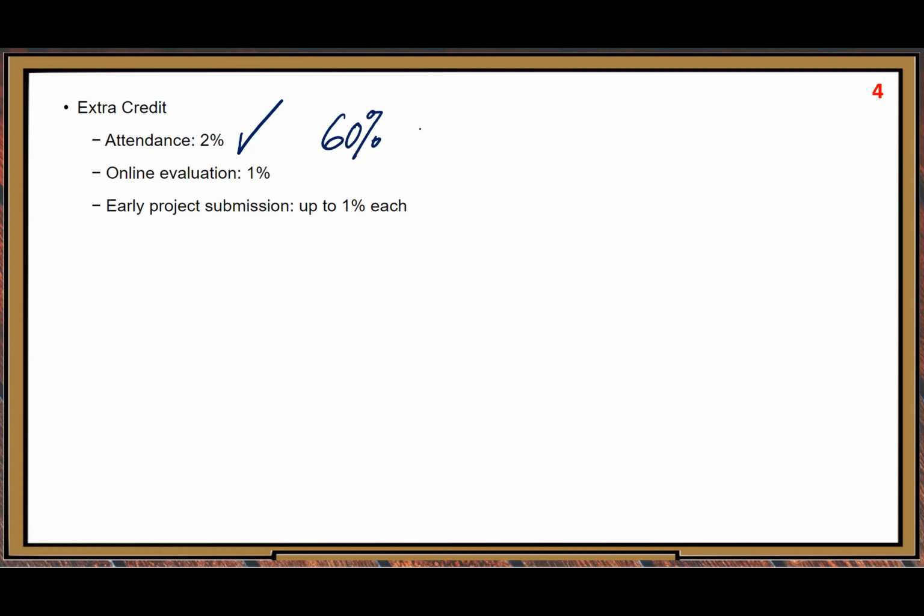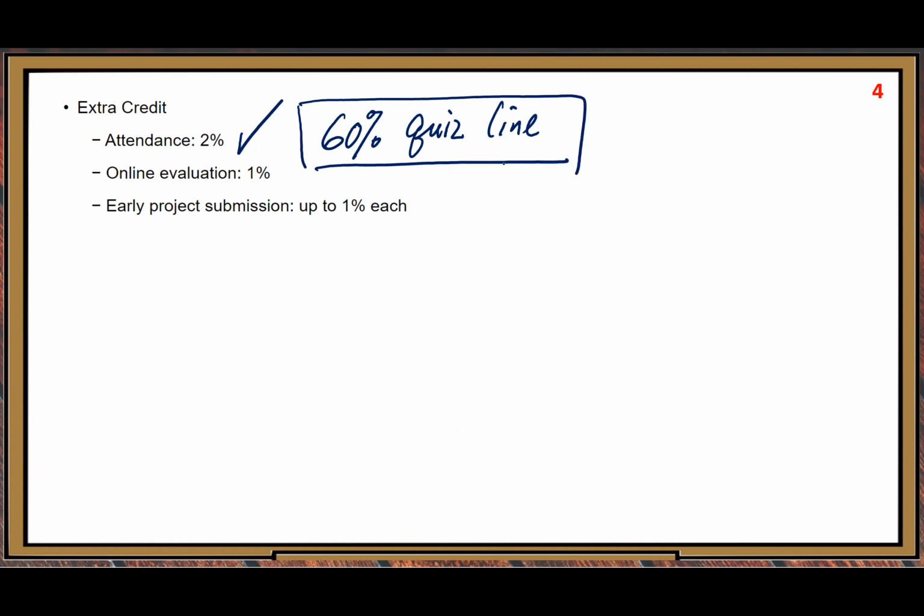The 60% quiz line. What's that? For a quiz, if you pass that 60% line, because we have a total of 40 points, if you get at least 24 points, then I assume you earn that part of the extra credit. How about that?